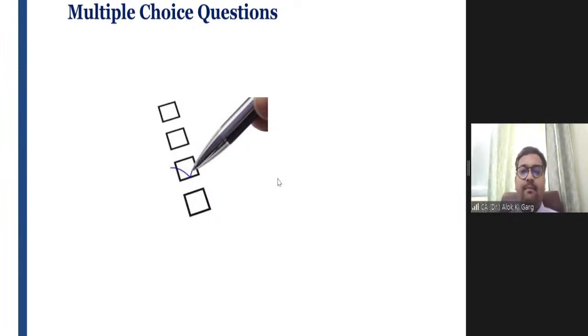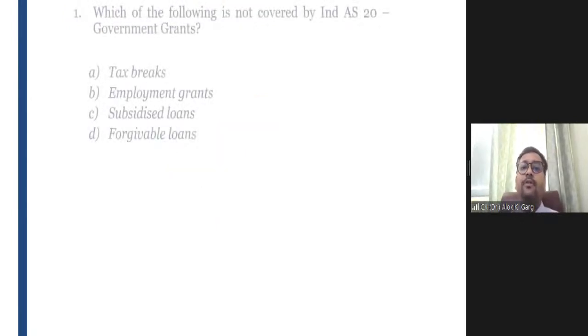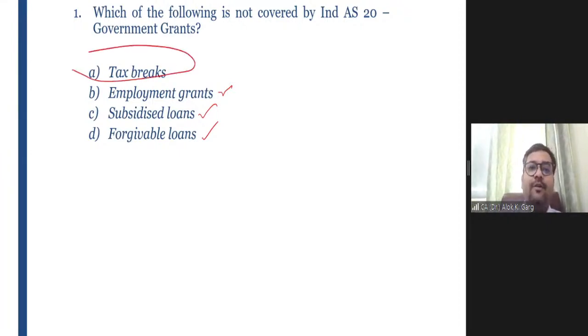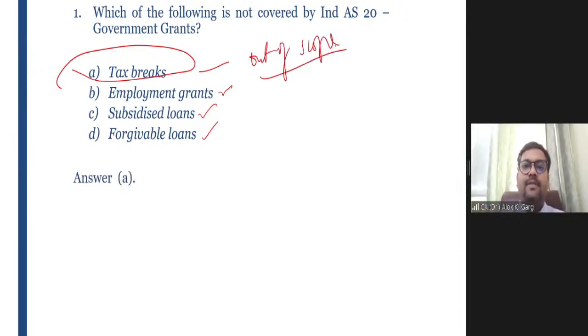Yes, Anup, you can ask, please. Coming to the multiple choice questions, guys, it's a rapid fire round. Quickly, you need to tell me the answers. Which of the following is not covered by Ind AS 20 government grant? Employment grant, subsidized loan, forgivable loan, which is not covered? Yes, tax breaks are not covered. You're right. So A is the right answer. This is out of scope. This is covered under Ind AS 12.